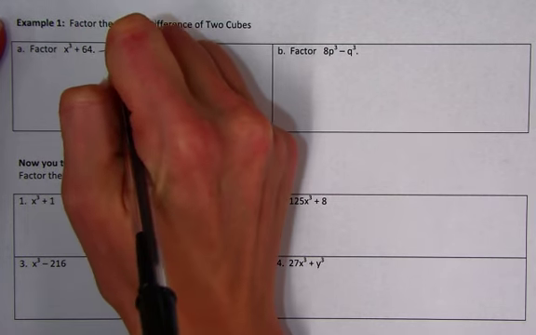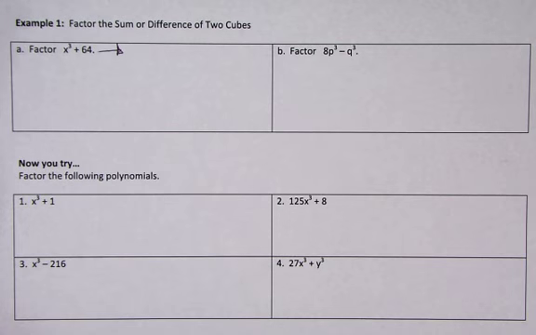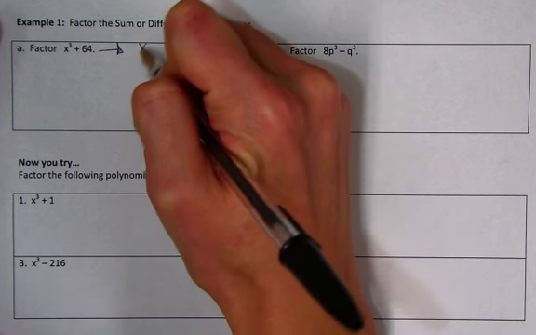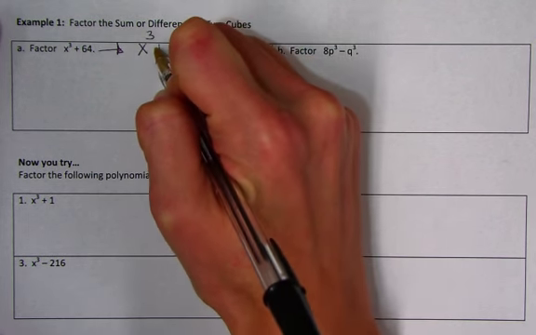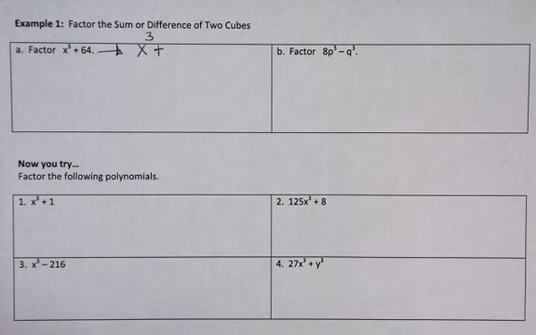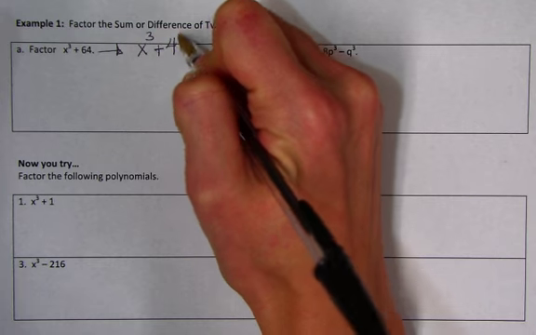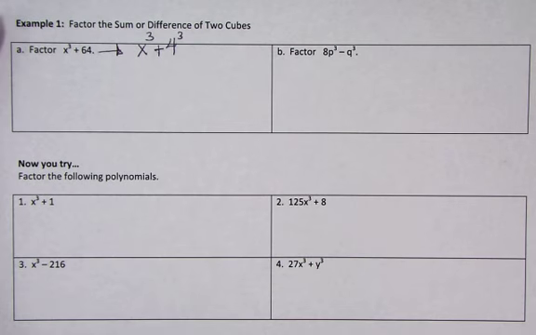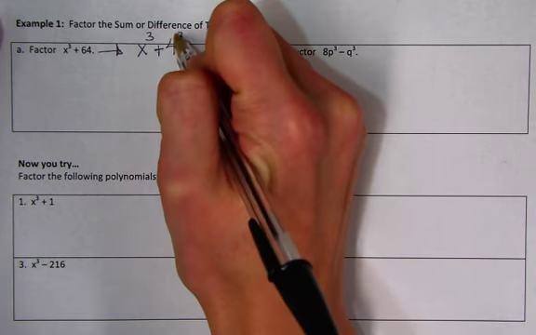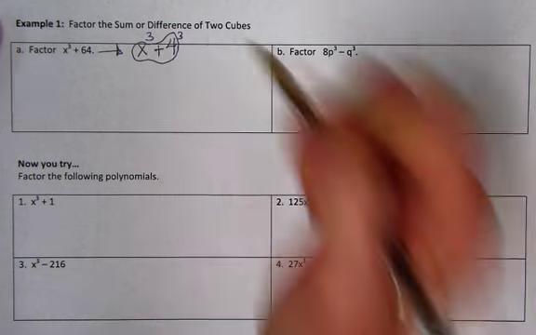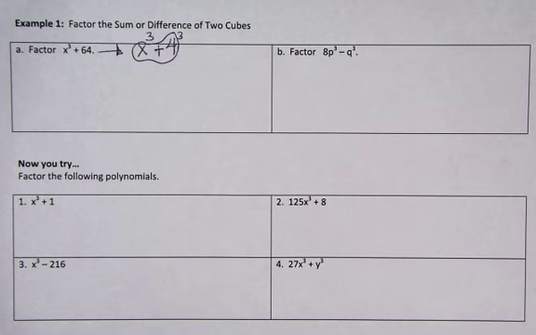So the first thing I'm going to do is break this up into the cubes they were before. We got 64 and x cubed. Obviously x cubed is going to stay the same. It was given to us as a sum, so the plus stays in the middle. And 64 rewritten as a cube is 4 to the 3rd power. Once I do that, I circle out my cubes, and that's what I'm going to start with: x plus 4.